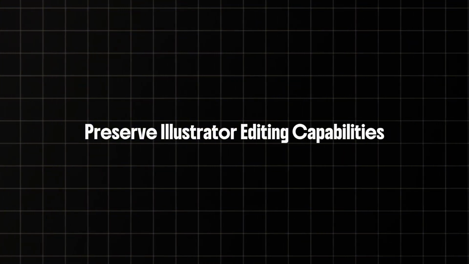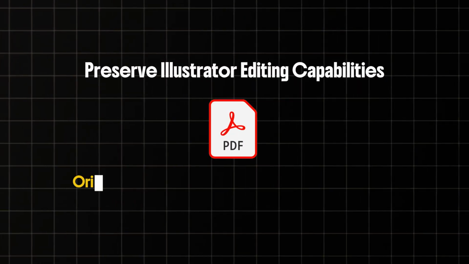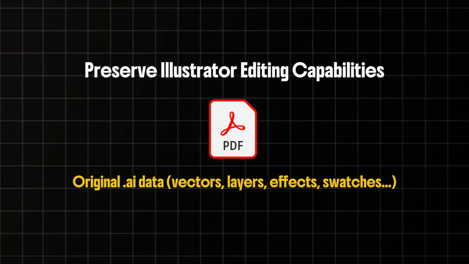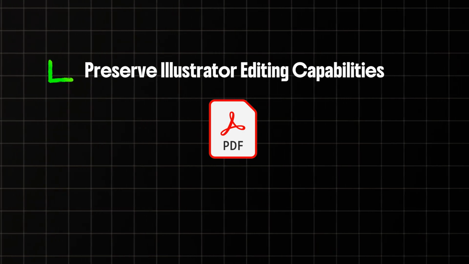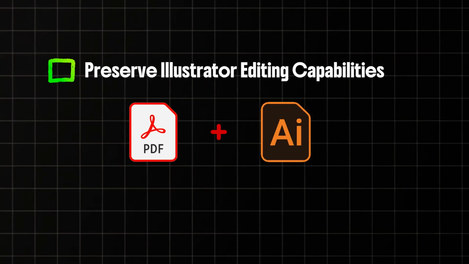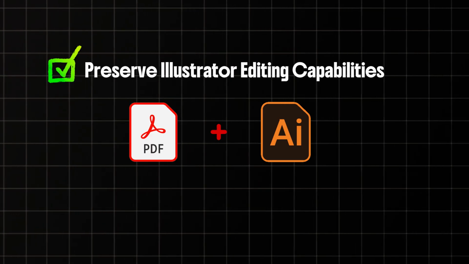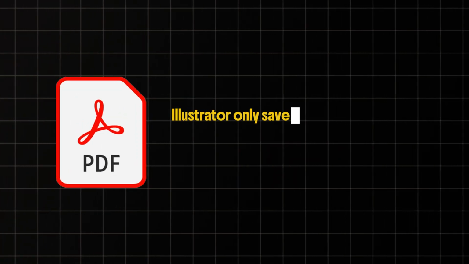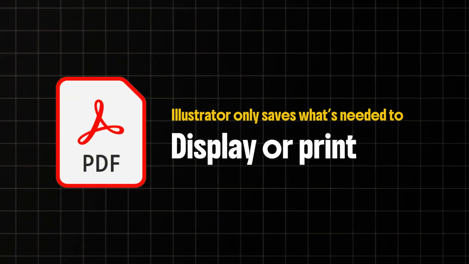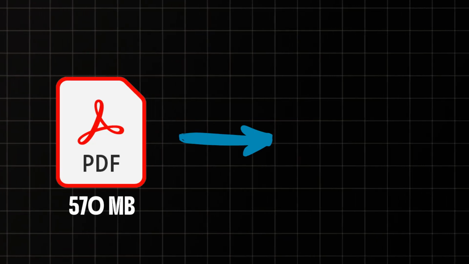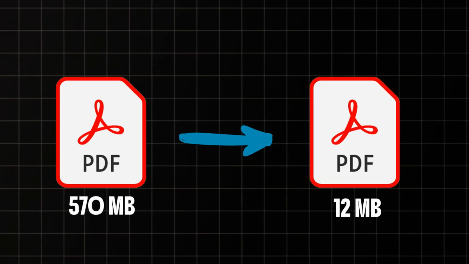Why does this happen? All right, quick techie bit, but I'll keep it chill. That Preserve Illustrator Editing Capabilities option decides if your PDF keeps all the original AI data, like vectors, layers, effects, swatches, the whole deal. When it's checked, the PDF is like a PDF plus AI file, which makes it super heavy but fully editable in Illustrator. Uncheck it, and Illustrator only saves what's needed to display or print, like a regular PDF from any other software. No extra AI data, so the file size drops like crazy.